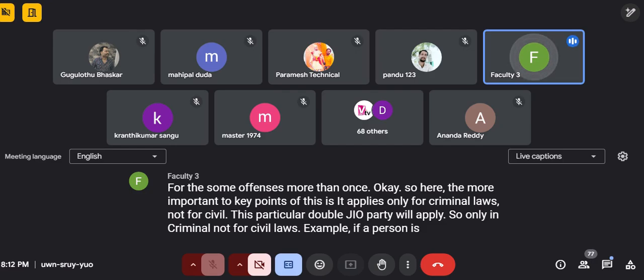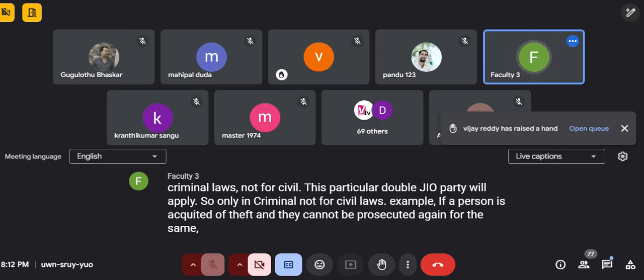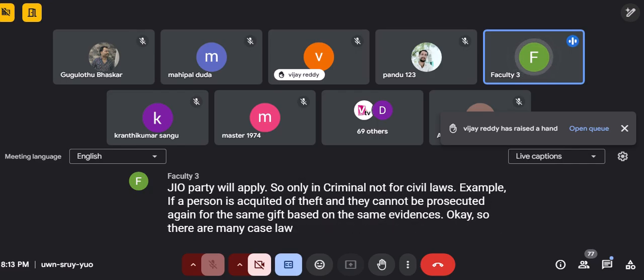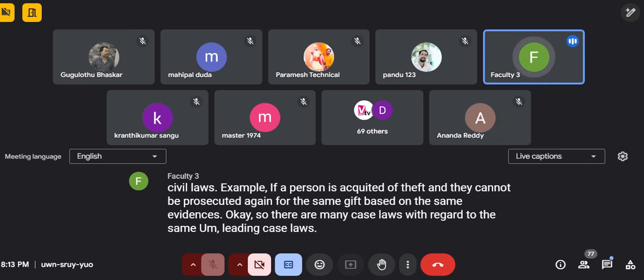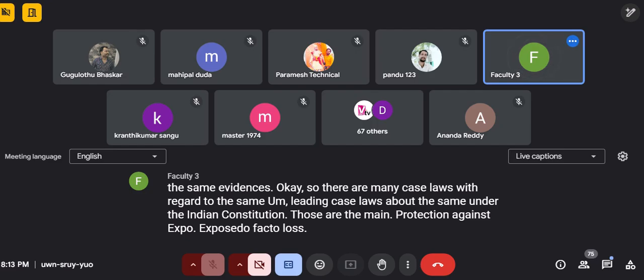Example: if a person is acquitted of theft, they cannot be prosecuted again for the same theft based on the same evidence. There are many leading case laws on the same under the Indian Constitution. Those are the main ones on protection against ex post facto laws.